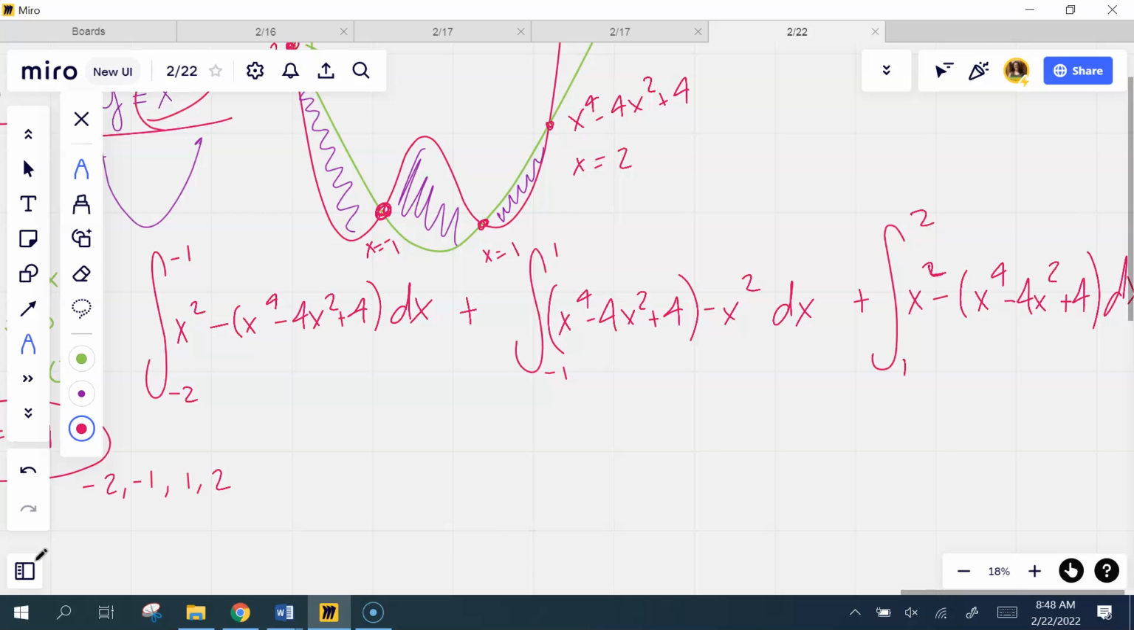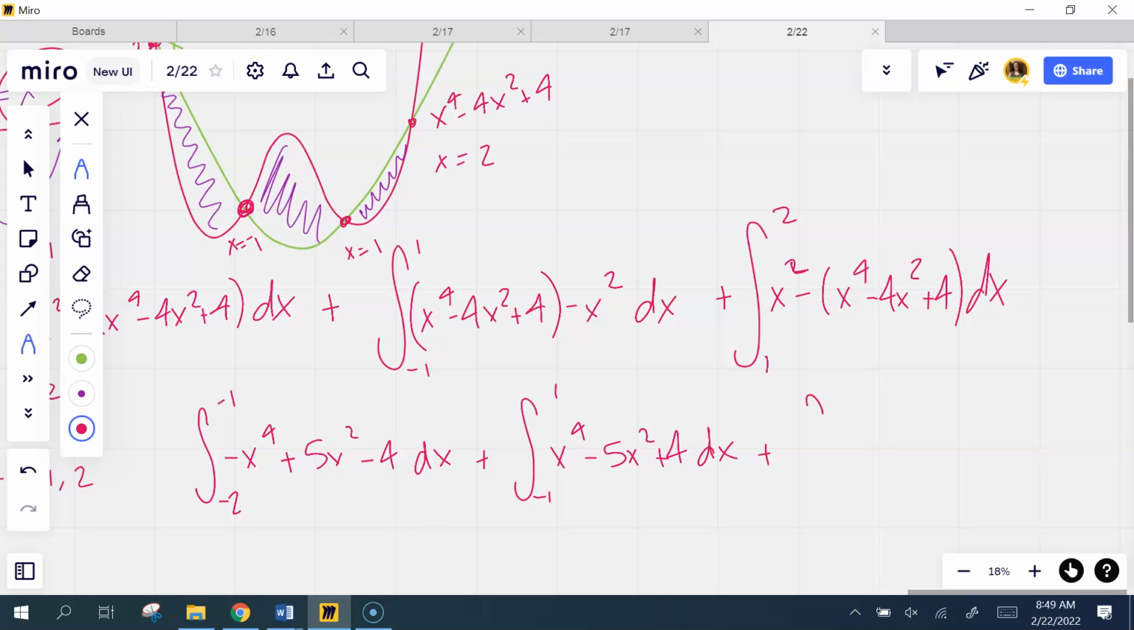It's a non-calculator problem. -2 to -1, so this would be -x to the 4th plus 5x squared minus 4. It is a lot of, this one is a lot of work. It's getting those bounds set up here. -x to the 4th should be the same as the first.